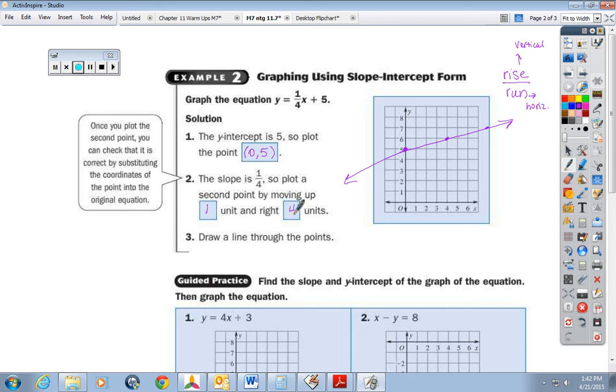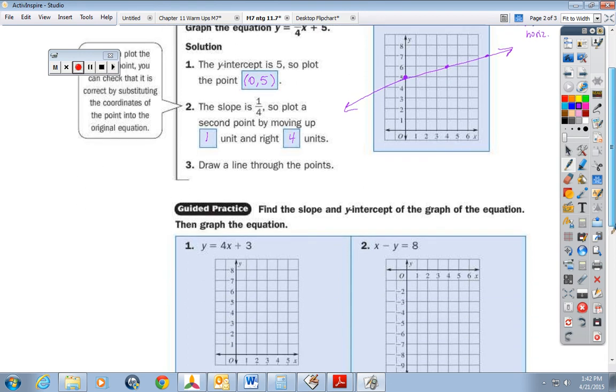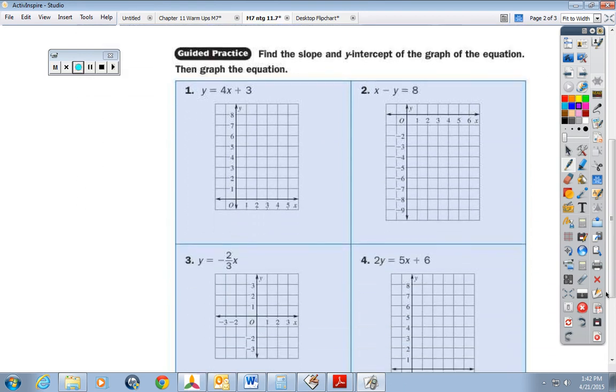These next couple are going to give us the opportunity to do the same thing. In number 1, before we do anything, let's label the slope and the y-intercept. What is the slope of number 1? 4. Now how can I write that as a fraction? 4 over 1. That's what I'm going to use for the slope. What is the y-intercept? 3, which represents the point (0, 3). Now the second thing to do is find the y-intercept, (0, 3), which is right here.